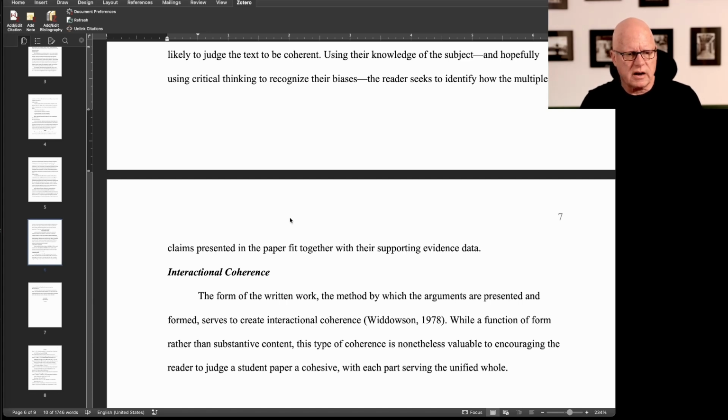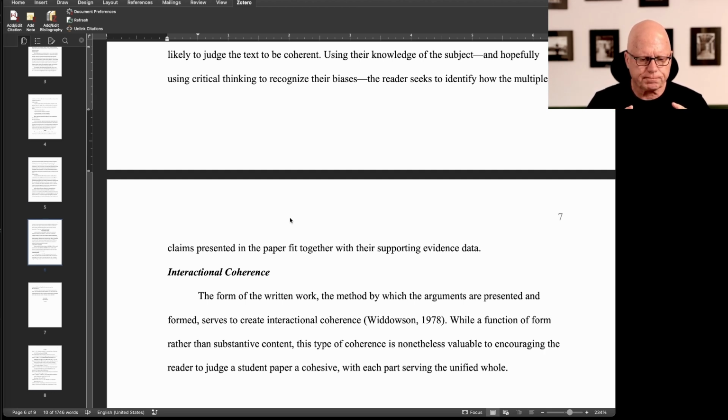Interactional coherence, a complement to propositional coherence, occurs through the form of the arguments. For example, does each argument have a historical basis? Are the arguments presented in chronological order? Are the arguments presented in thematic order? It's this form of the argument presentation that's called interactional coherence.